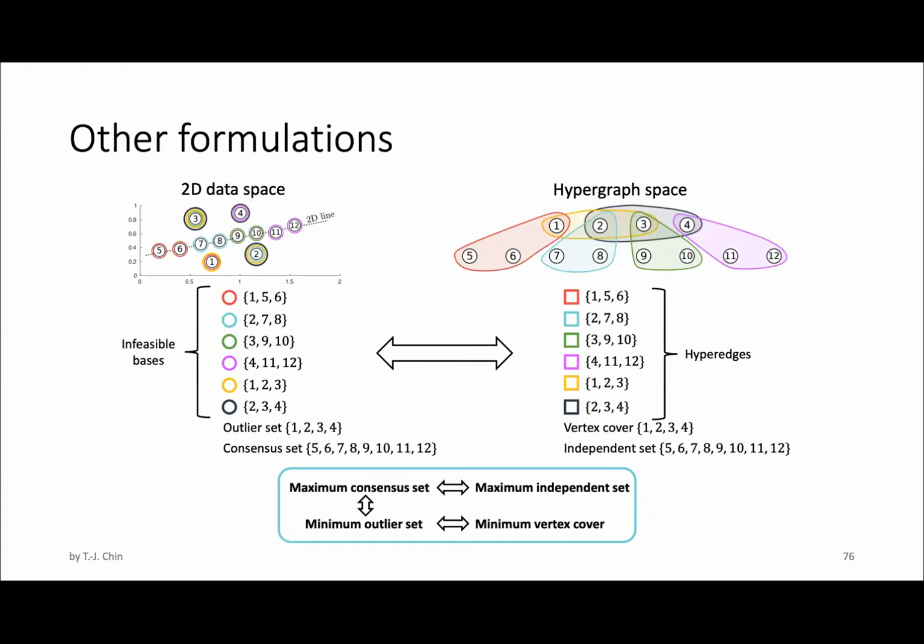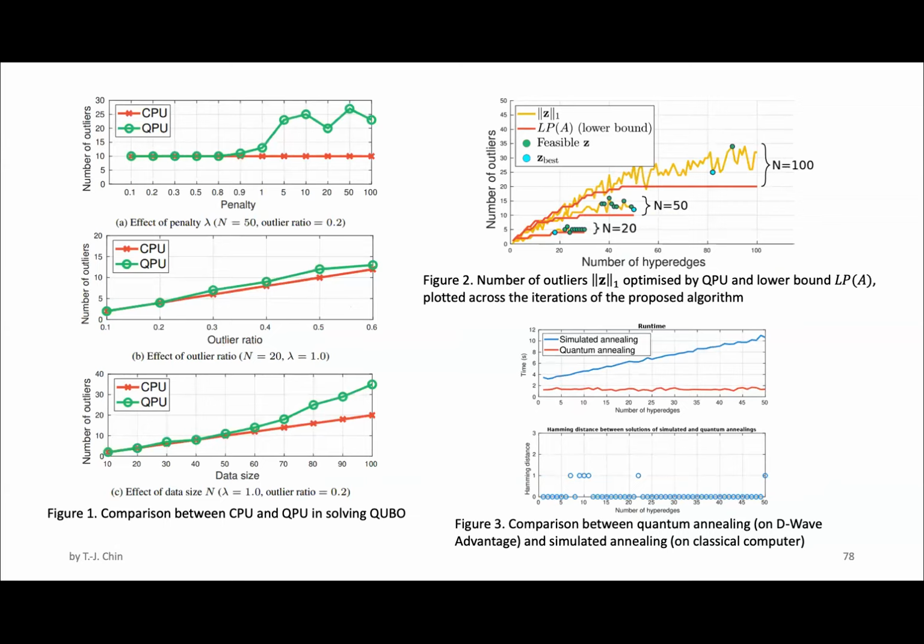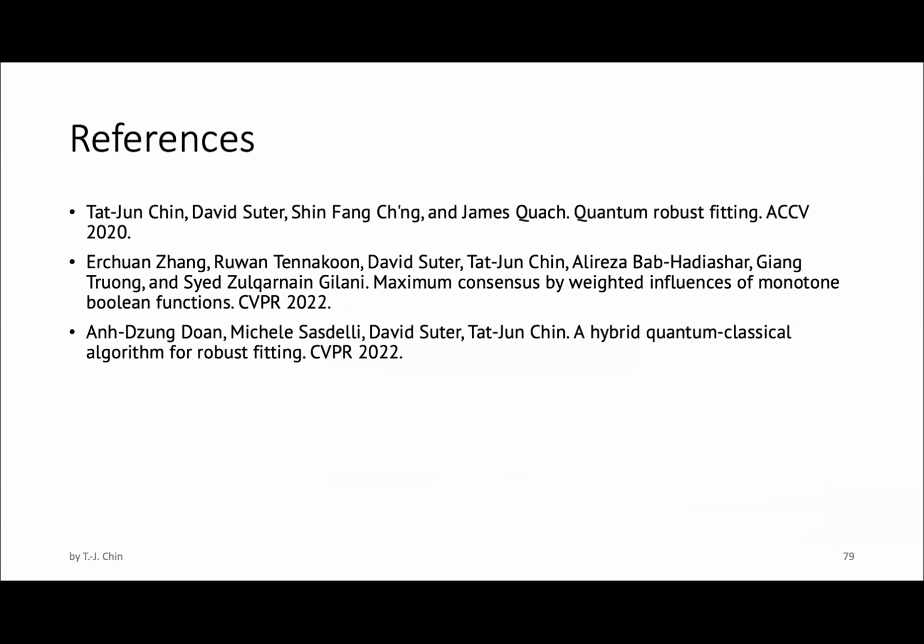I'd also like to advertise another line of work towards this robust fitting problem that uses quantum annealing, basically transforming the problem to a hypergraph vertex cover problem, which has a convenient QUBO implementation, and therefore we can put it into the quantum annealer directly. I'm not going to go through details of this. Comparisons between CPU and QPU, details are in the paper, or come and talk to me. And here are some references for our line of work.